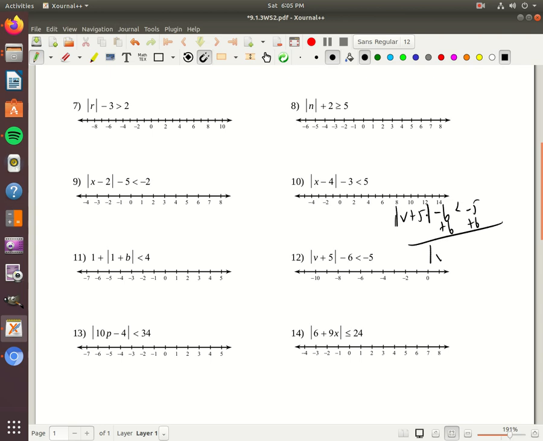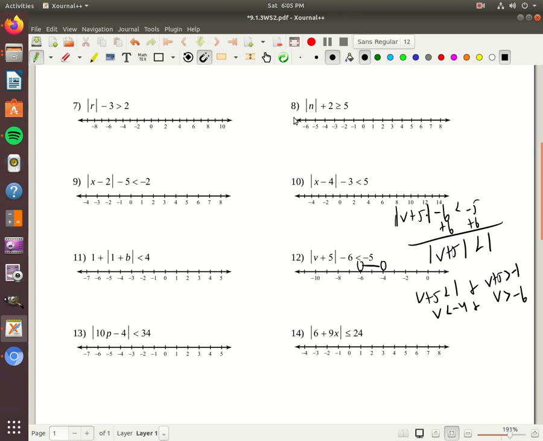And you'll see that when we actually do this here, we get the absolute value compared to a positive, which is fine. So v plus 5 is less than 1, and v plus 5 is greater than negative 1. We subtract 5, and we get negative 4, and we subtract 5, and we get negative 6. So negative 4 is going to be an open circle, negative 6 is going to be an open circle, and you can see it connects, something along those lines.